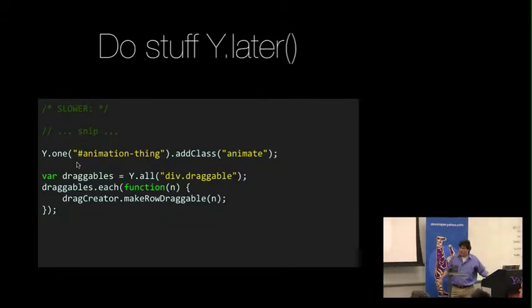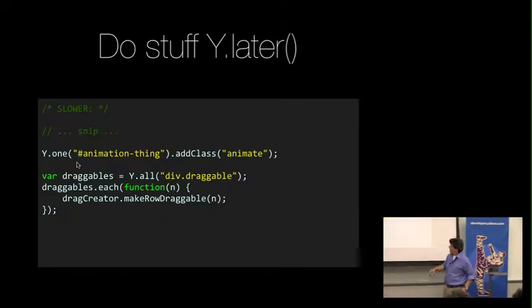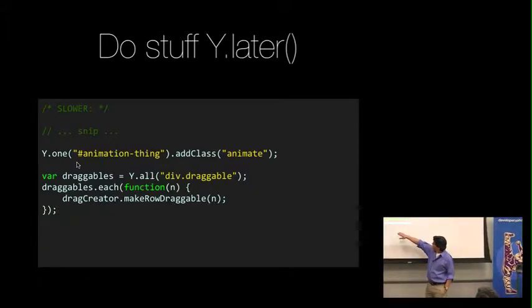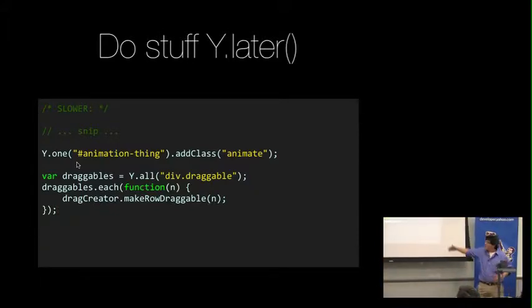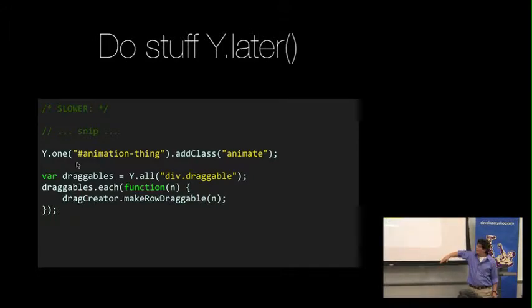So the next technique is, because this really isn't procrastinating, this is just doing things in a different order. Real procrastination means doing stuff later, just really doing it later. So here we've got the drag creator, make row draggable. But that means that it's going to loop over all of these things before the DOM is ever really going to be ready. It's going to loop through all these things and make them draggable, and that's going to be slow.